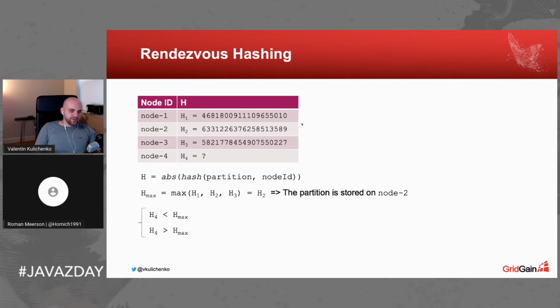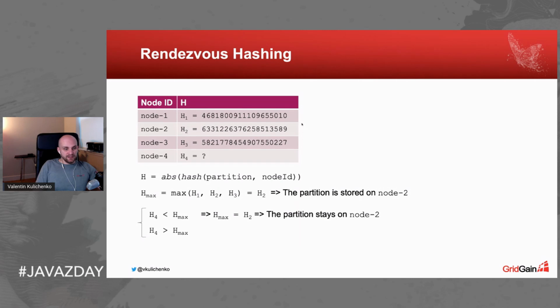So this algorithm assumes that there are no collisions. As long as there are no collisions, we have 2 outcomes. It's either less than Hmax or larger than Hmax. In the first case, if H4 is less than Hmax, that means that Hmax remains the same. It's still H2, and therefore the partition stays on node 2, so nothing changes. In the second case, if H4 is larger than Hmax, then our new Hmax is H4.